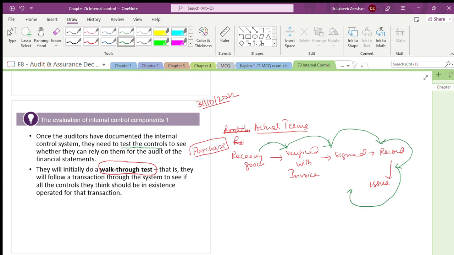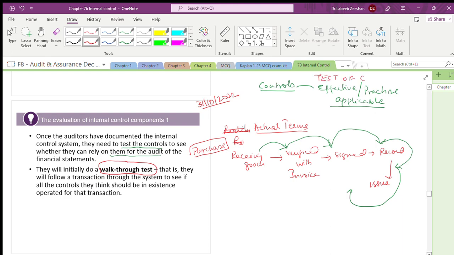There is a need to see whether they can rely on them for the audit. You have controls. Fine, we will agree with that. But are these controls effective or not? Are these controls in practice or not? Are these controls applicable or not? That is very important. If we are talking in terms of those conditions, then this is otherwise called test of controls.